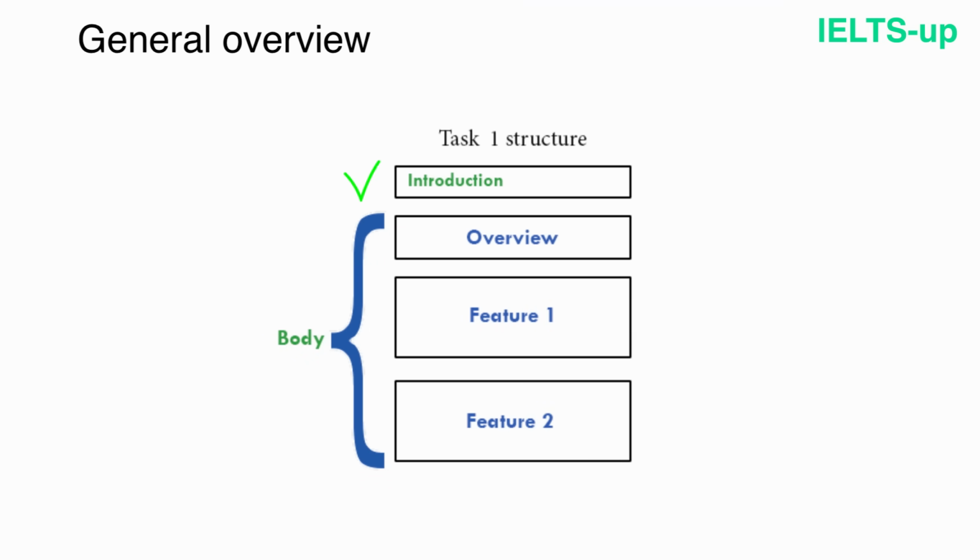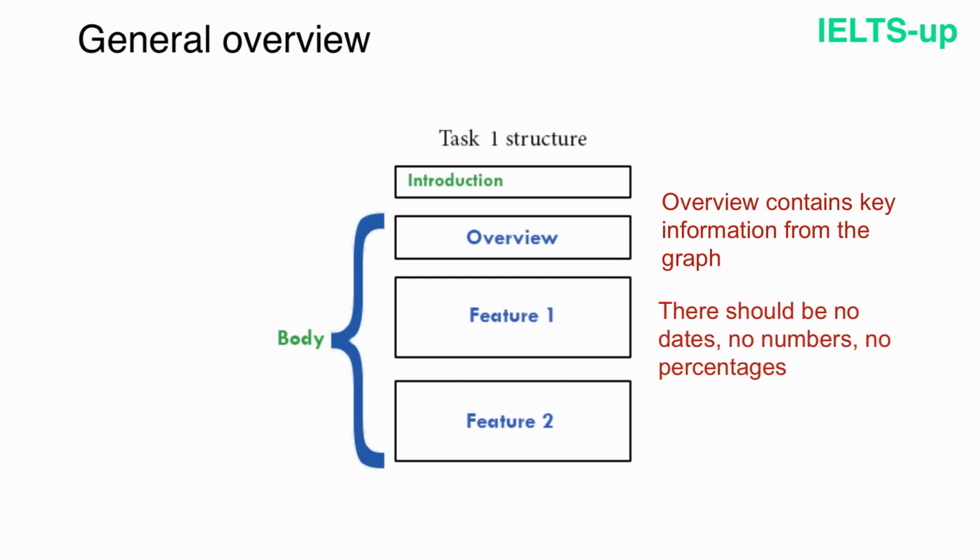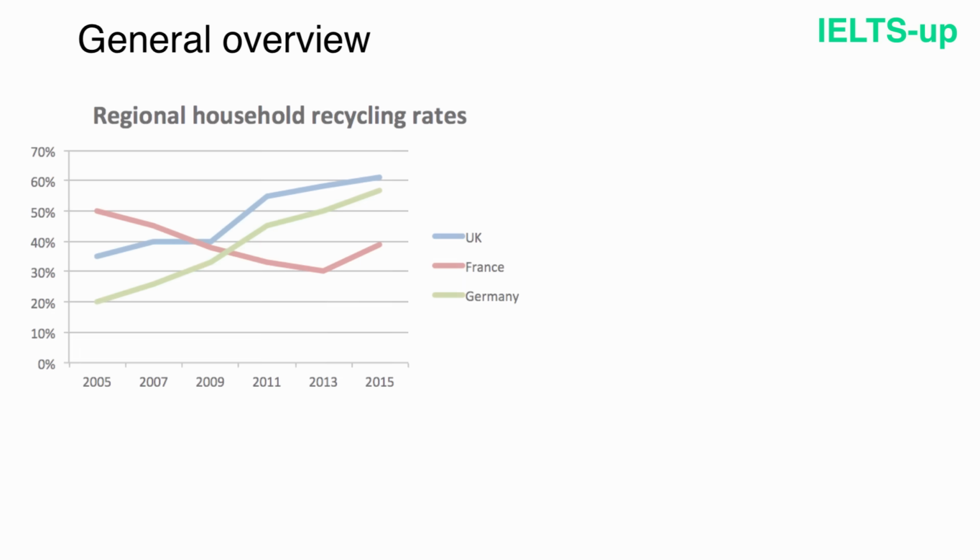After you have written the introduction, it's time to write an overview. An overview is a paragraph that contains all the key information from the graph. When giving an overview, you should not state any specific details. You should simply write what's happening on the graph overall. So, no dates, no numbers, no percentages in your overview, just general trends.